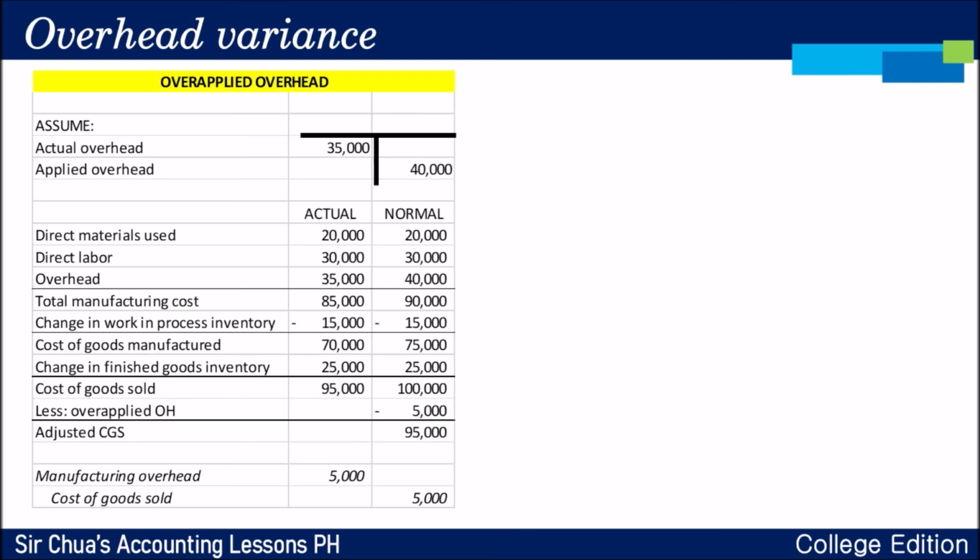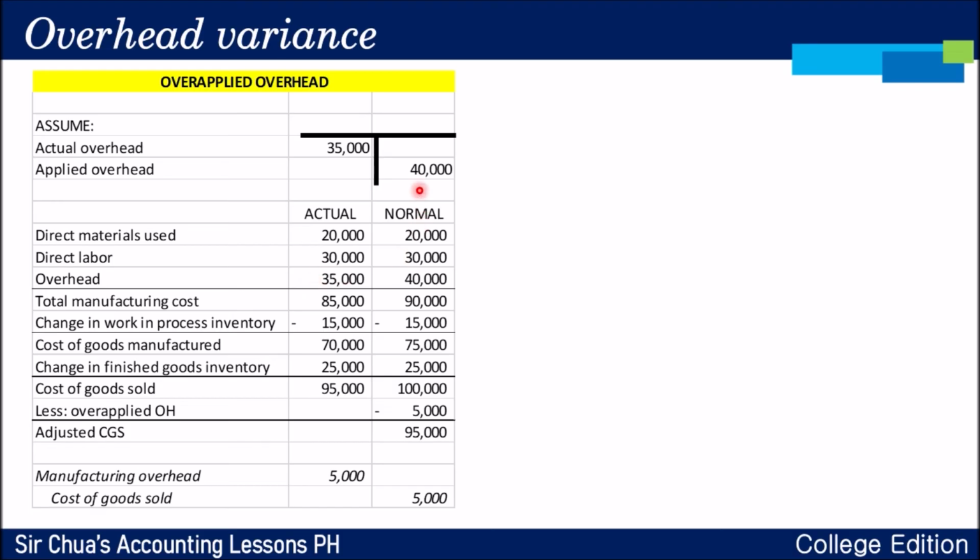Okay, dito muna tayo sa over-applied overhead. Let's assume that your actual overhead is 35,000 and your applied overhead is 40,000. So as you can see po, mas malaki yung applied overhead, kaya po siya over-applied overhead, di ba? Yung nandito po sa side na to is actual costing system. What if daw po nag-actual costing system tayo? So kita naman po, actual overhead na ginamit is 35,000.